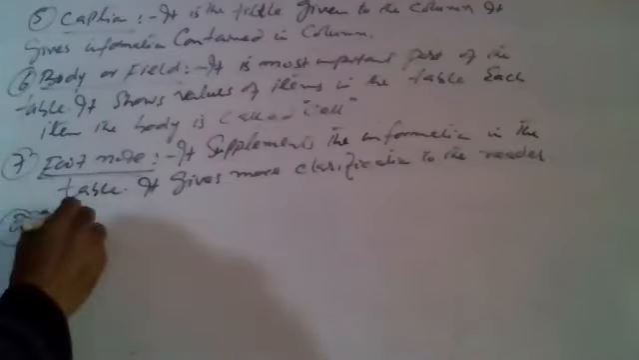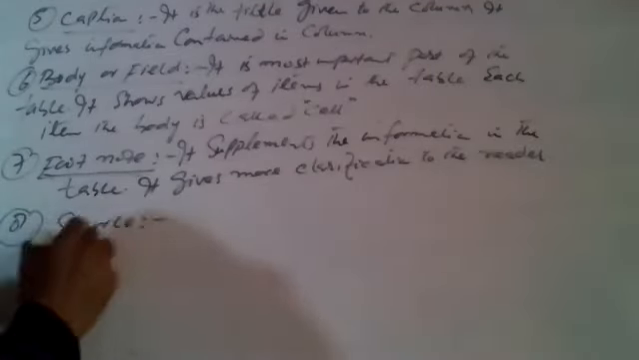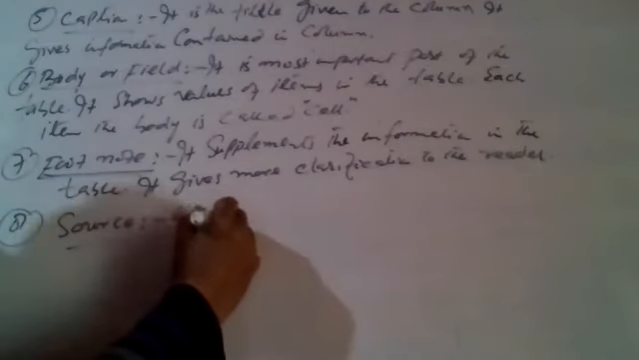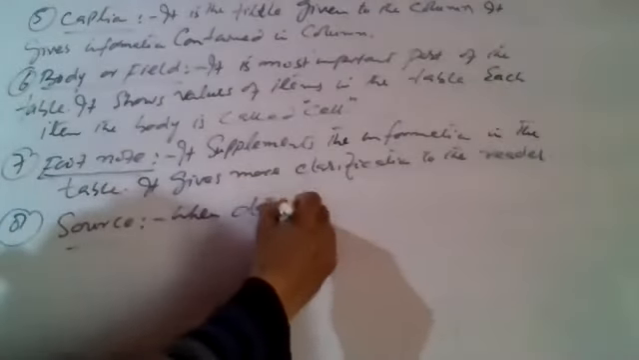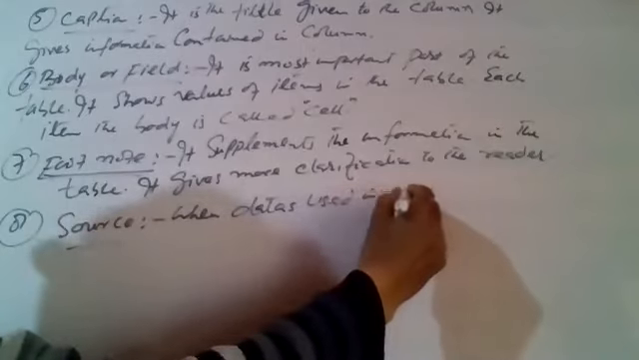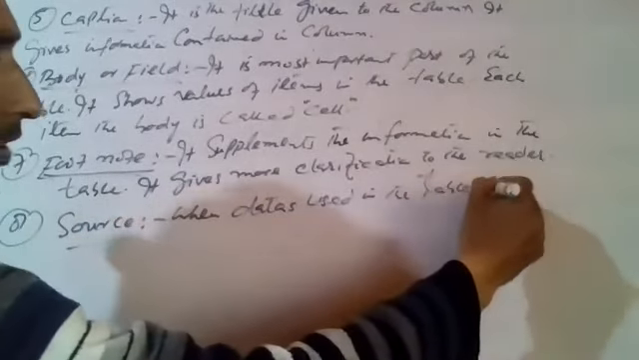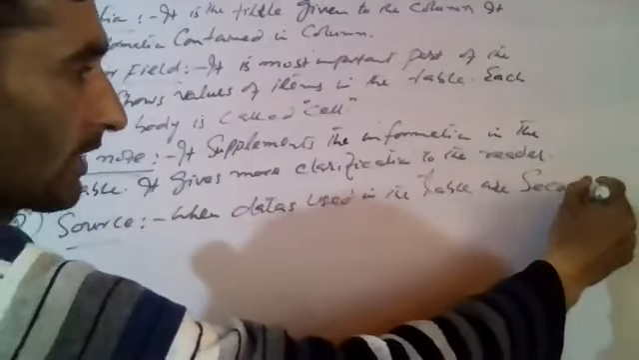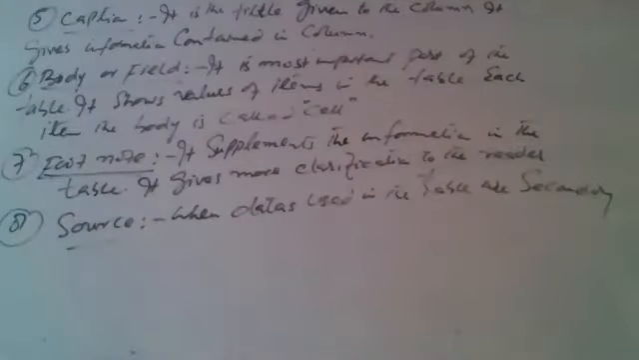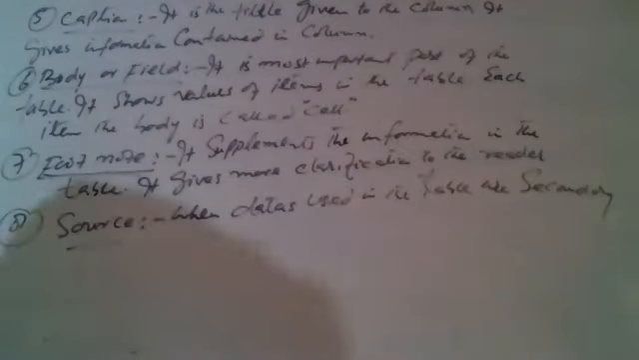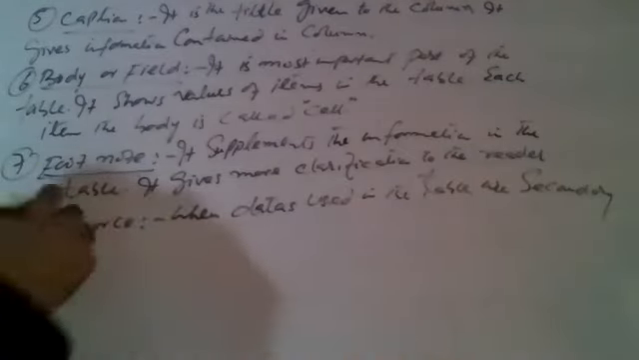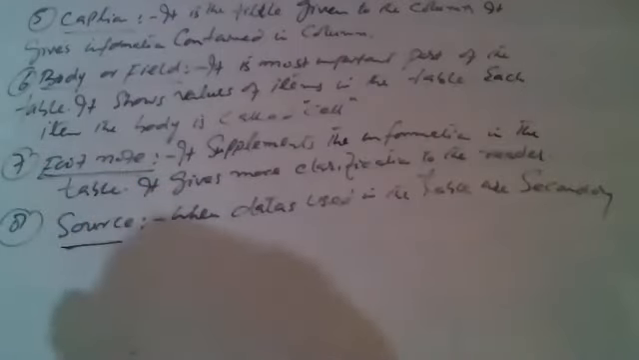Number last one is source. Eighth one is source. What is the source? When data are based on secondary data, when data is used in the table or secondary, अगर secondary data है वो primary नहीं है. For example, data is extracted or taken from some books, magazines, journals. Thus, the source of data is to be given.